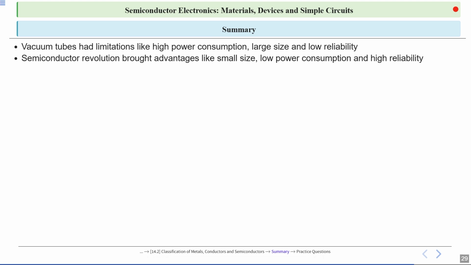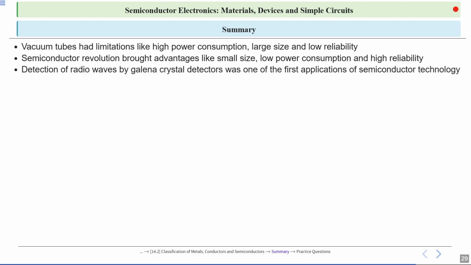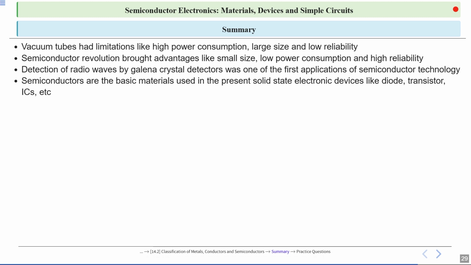So let's summarize what we have discussed today so far. Vacuum tubes had limitations like high power consumption, large size and low reliability. The semiconductor revolution brought advantages like small size, low power consumption and high reliability. Detection of radio waves by galena crystal detectors was one of the first applications of semiconductor technology. Semiconductors are the basic materials used in present solid state electronic devices like diodes, transistors, integrated circuits, etc.